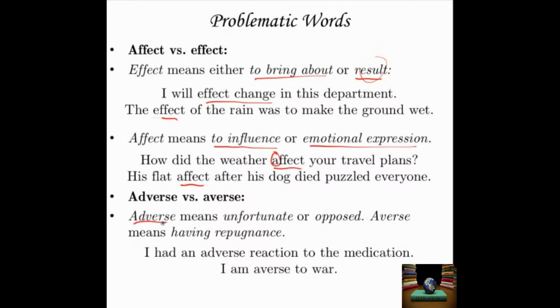Next, adverse versus averse. Adverse, with a D, means unfortunate or opposed. Averse means having repugnance. Averse is almost always used for people, whereas adverse is almost always used for things. Let's look at an example. I had an adverse reaction to the medication. Well, we're talking about your body's reaction, not you personally. So we're talking about a thing, not a person, and it's reacting to medication, which is also a thing, not a person. But I am averse to war.